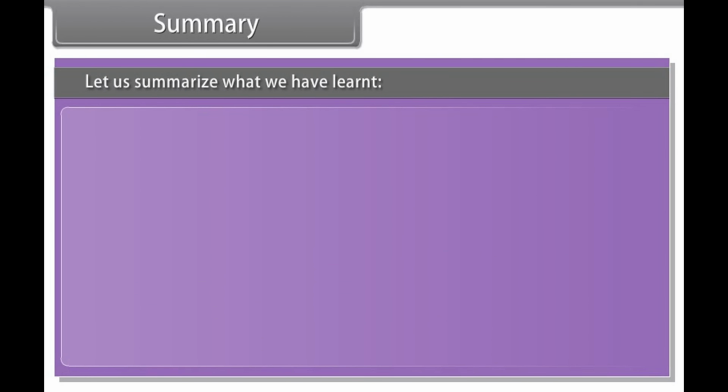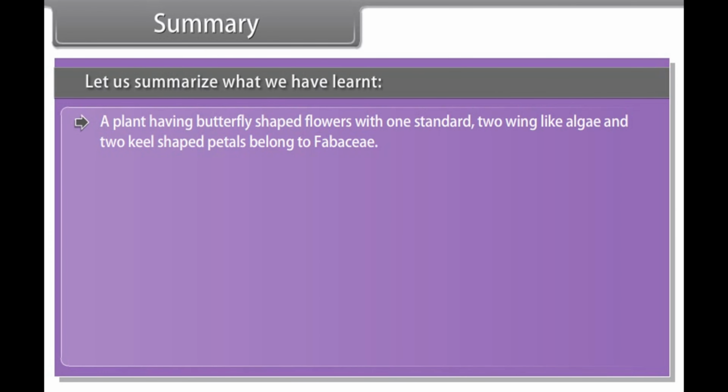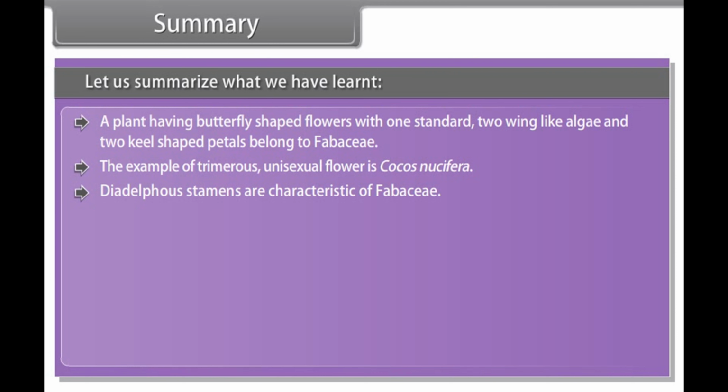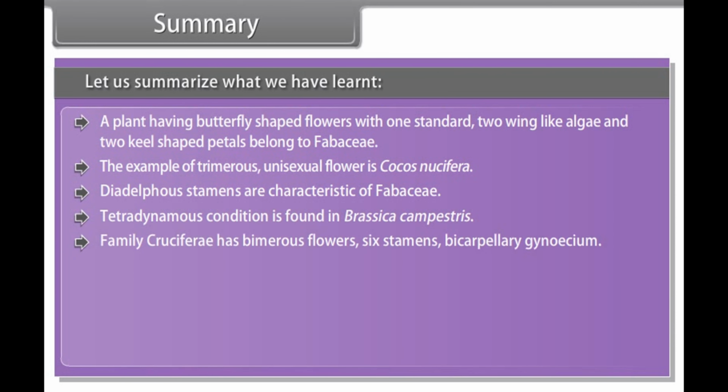Summary. Let us summarize what we have learned. A plant having butterfly-shaped flowers with one standard, two wing-like alae and two keel-shaped petals belongs to Fabaceae. The example of trimerous, unisexual flower is Cocos nucifera. Diadelphous stamens are characteristic of Fabaceae. Tetradynamous condition is found in Brassica campestris. Family Cruciferae has bimerous flowers, 6 stamens, bicarpellary gynoecium.